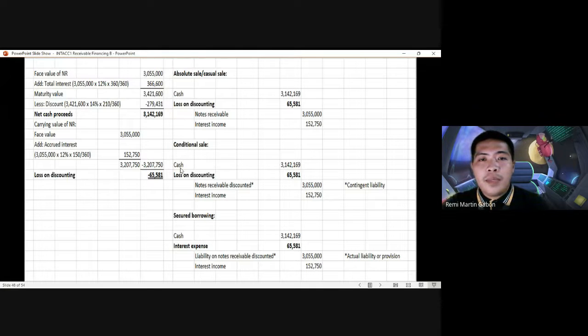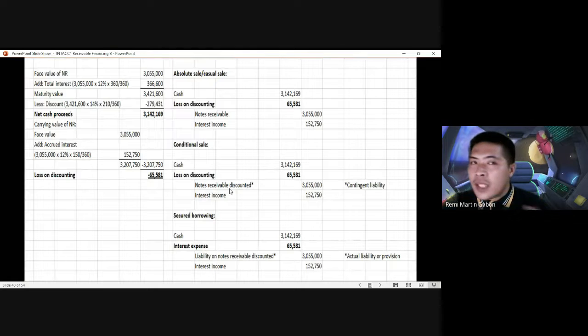We still have the same debit to cash. We still have a debit to loss on discounting. Then we have a credit of interest income. What will only differ is that under conditional sale, we could add something after the notes receivable. So we can say notes receivable discounted. Or some books will present it as notes receivable lang, then there is a designation as discounted. Ilalagay nila as parenthesis. Okay? Then that credit to notes receivable discounted will be disclosed.